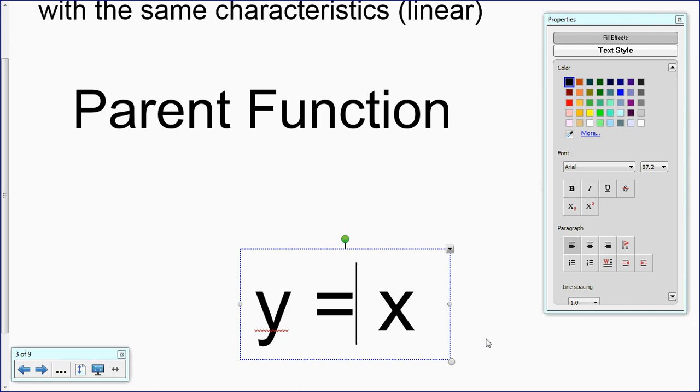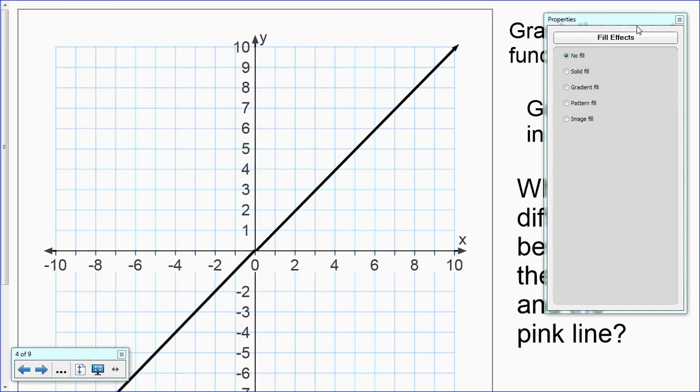So this is the linear parent function, where it's just y equals x, meaning the slope is just 1, goes up 1 over 1, so it's a positive 1, and the y-intercept is actually 0, so it goes through the origin, okay? You've seen this. This is actually also a direct variation, alright? So, let's go on to the next thing.